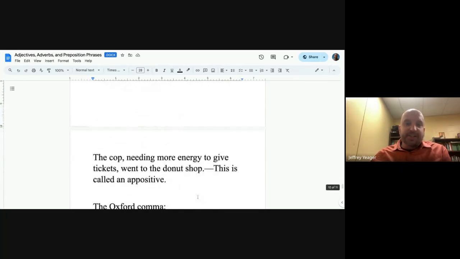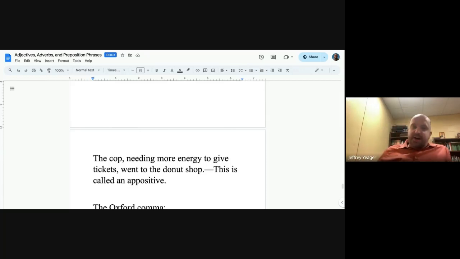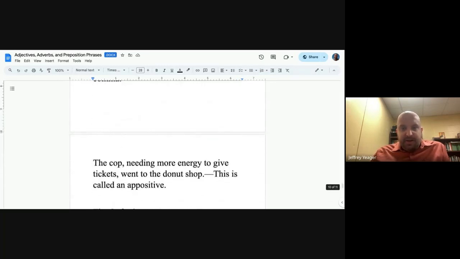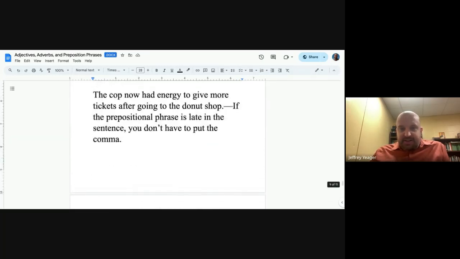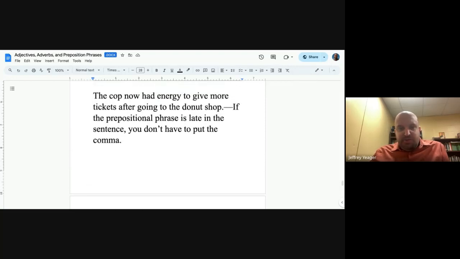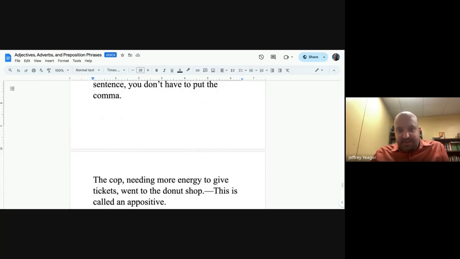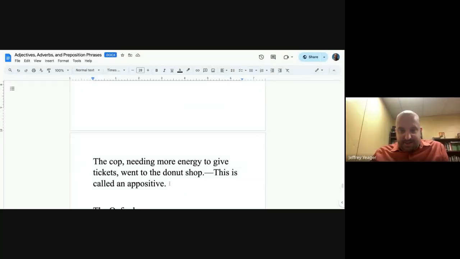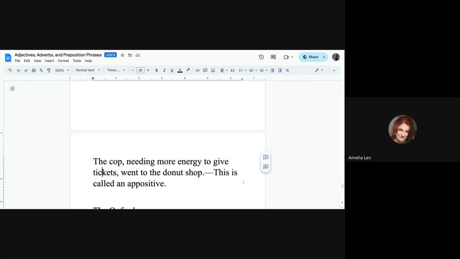You can also put the phrase in the middle of the sentence. So, the cop... Well, I kind of got rid of the preposition after, but you can kind of see how I moved that phrase to the middle of the sentence. So the cop, needing more energy to give tickets, went to the donut shop. Is there a comma after the cop? Yes. There's a comma after cop, and there's a comma after tickets. Right. There's going to be two of them in that one.